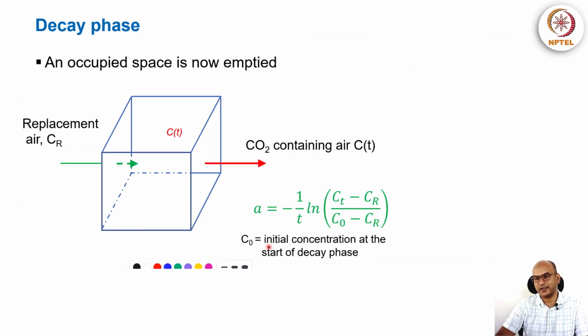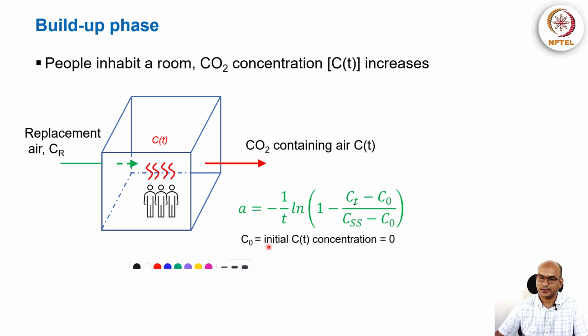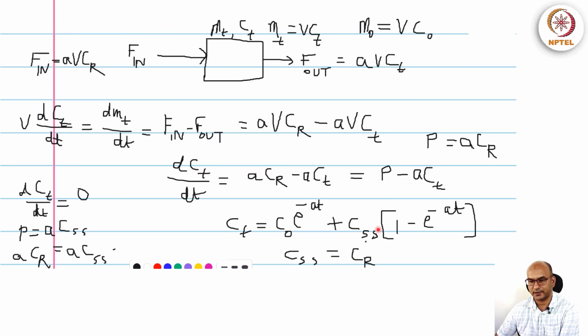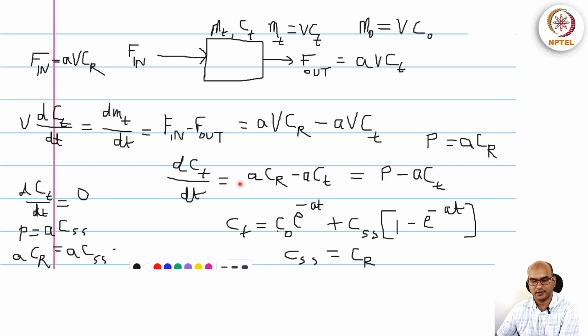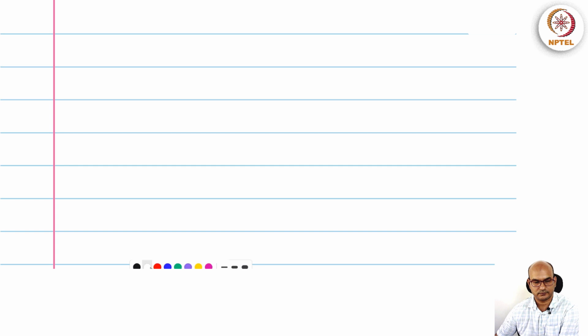So basically we have again a very similar type of equation. Note that the solution to the previous equation was C(t) minus C0, C_SS minus C0. We can do something similar here. So we have this equation now. Let me copy this to the next board. So C(t) is equal to C0 e to the power minus At plus C_R times 1 minus e to the power minus At.